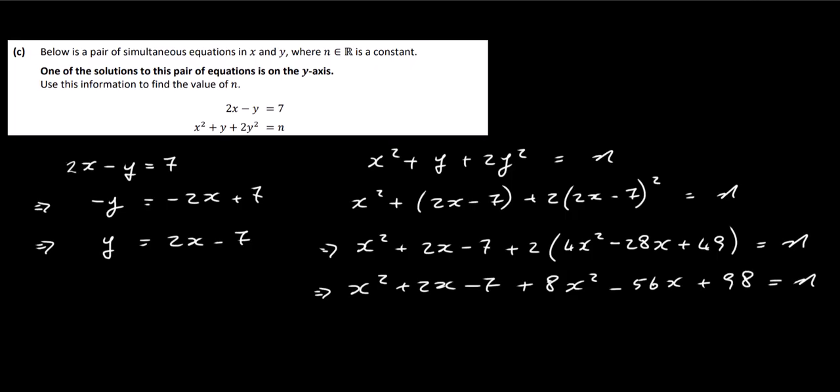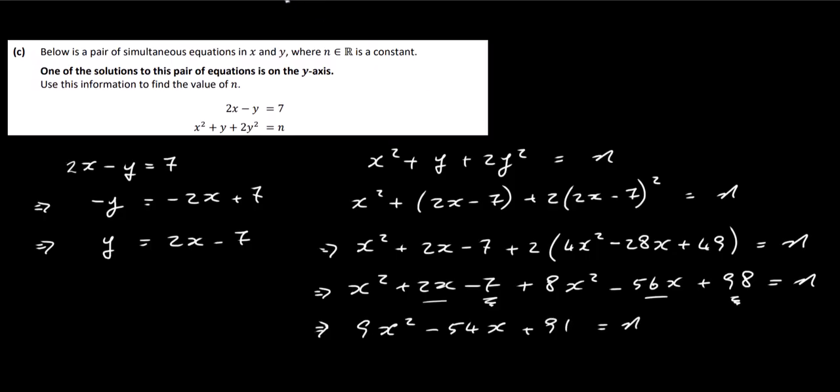Okay, let's just simplify this then. We have an x squared and we have an 8x squared, so that's 9x squared. We've got a plus 2x, we've got a minus 56x, so that's minus 54x. And then we have a minus 7 and we have a plus 98, so that's plus 91, and that's equal to n.